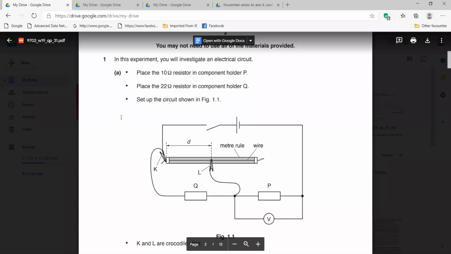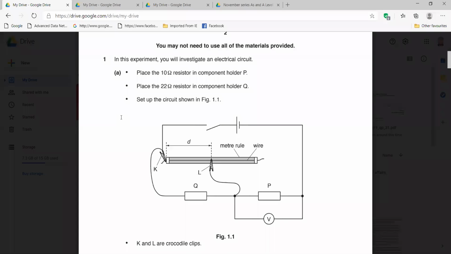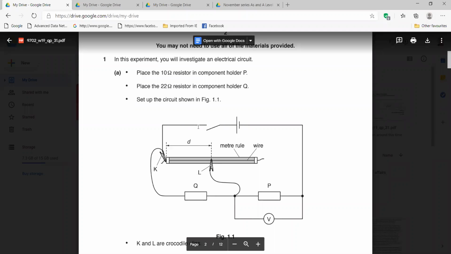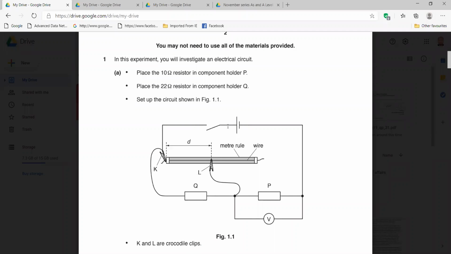In the experiment, you will investigate an electrical circuit. Place the 10 ohm resistor in component holder P. Place the 22 ohm resistor in component holder Q. Set up the circuit in figure 1.1. Okay, now observe the circuit. Here we have a switch and the power supply. There is one wire and it is fixed on the meter rule.